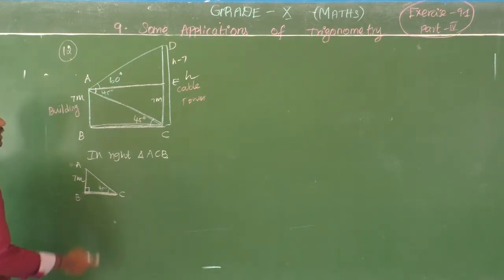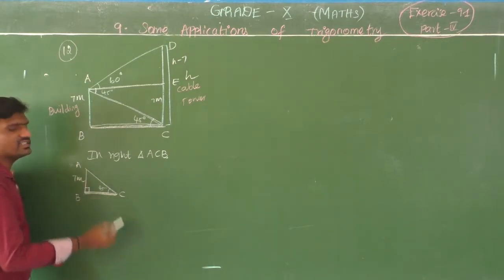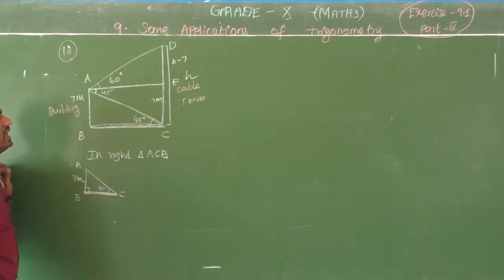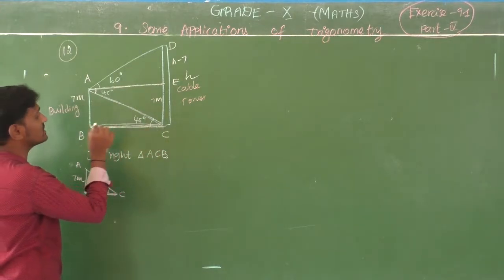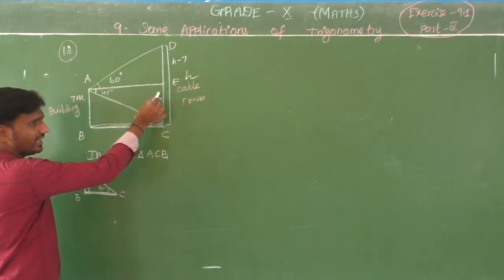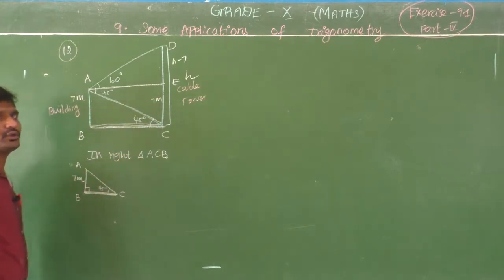Why do you want to find BC? Sir, don't we find AC? No need. We need only BC. Why? Because BC is equal to AE, and only after that are we going to compare.